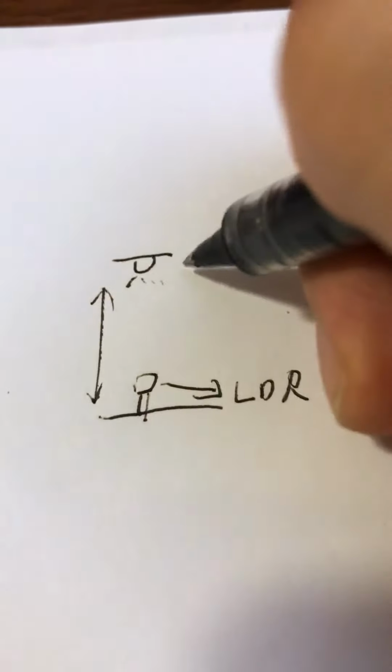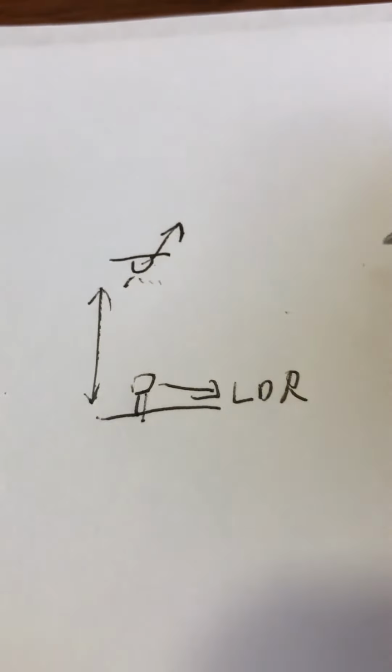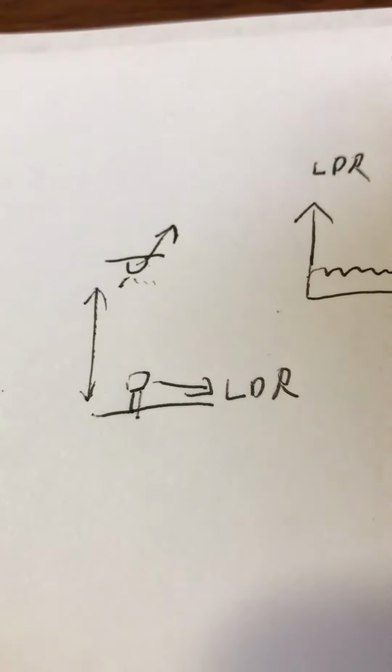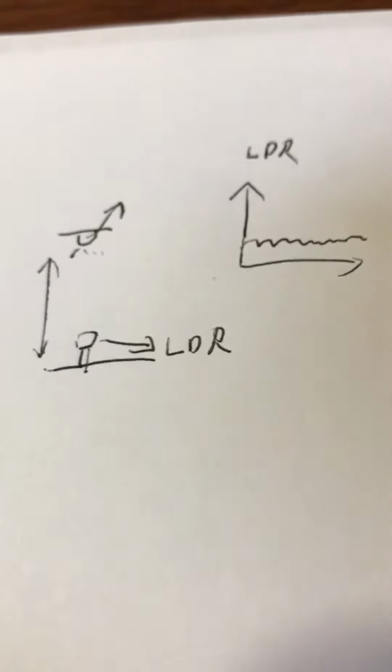The concept of our project is that there is a light-dependent resistor. The distance is a certain number. The light intensity is a certain number. At that time, the value of the LDR should be a wave, similar to a line.